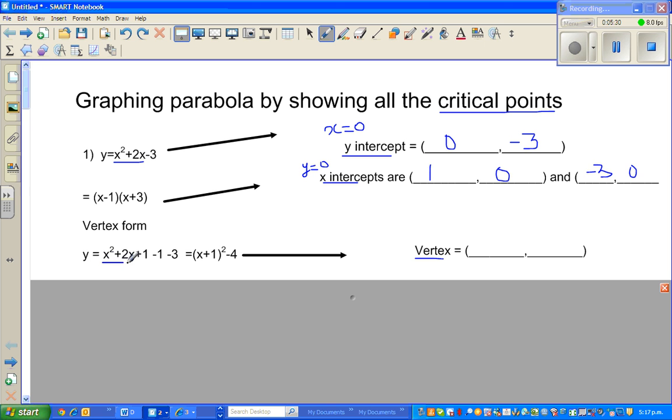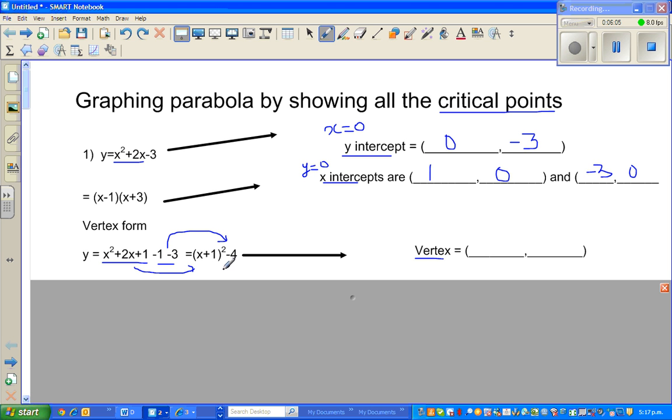So x squared plus 2x plus 1 is a perfect square. Now this 1 I have added on my own, so I have to take away 1. So you've added 1 and taken away 1, which cancels out. So basically the two expressions are the same. But this becomes a perfect square: x plus 1 squared minus 4. How did I get 4? Minus 1 minus 3 gives me minus 4.